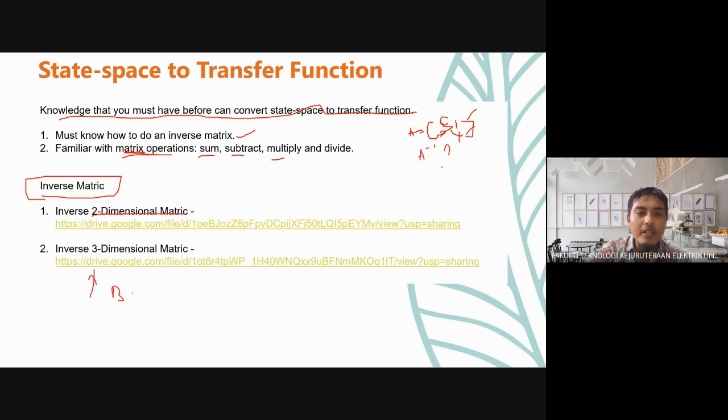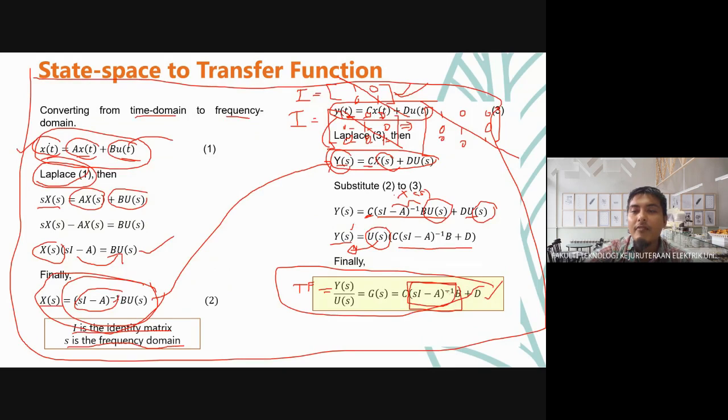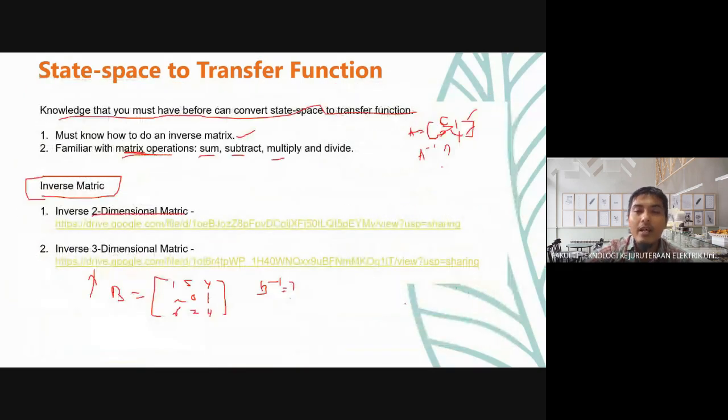So let's say B has the numbers 1, 5, 4, 2, 8, 1, 6, 2, 4. Then I ask you to find the B inverse. You can use the calculator easily to get the value. But according to the formula, the inverse is (sI minus A) inverse. So it means that you need to find the inverse of, let's say, the matrix S plus 5, 2, 3, S. Can you use a calculator to find the inverse matrix of C?